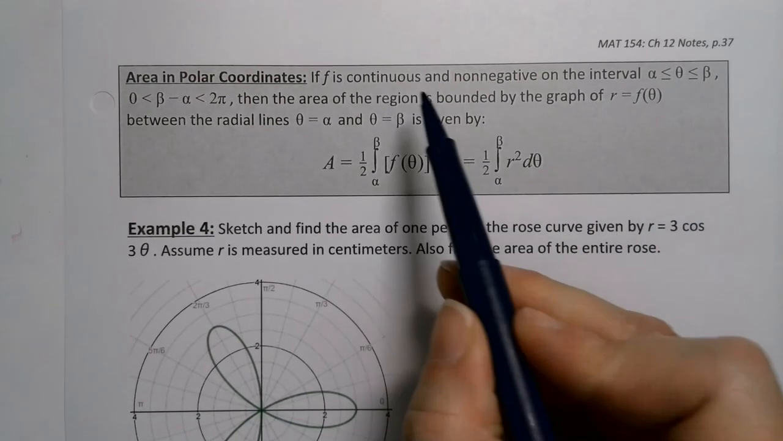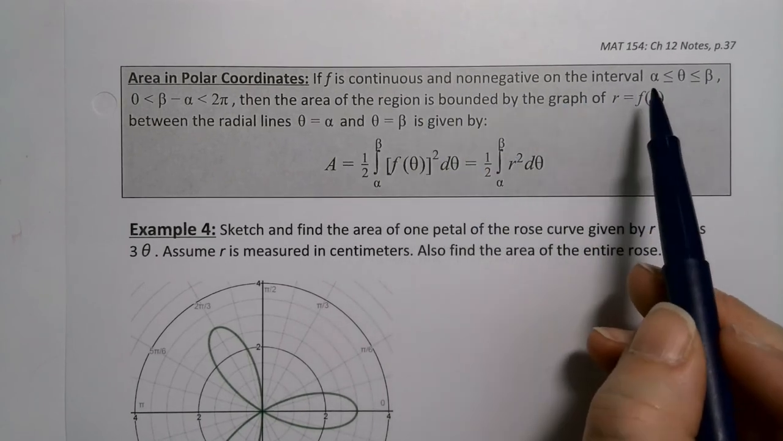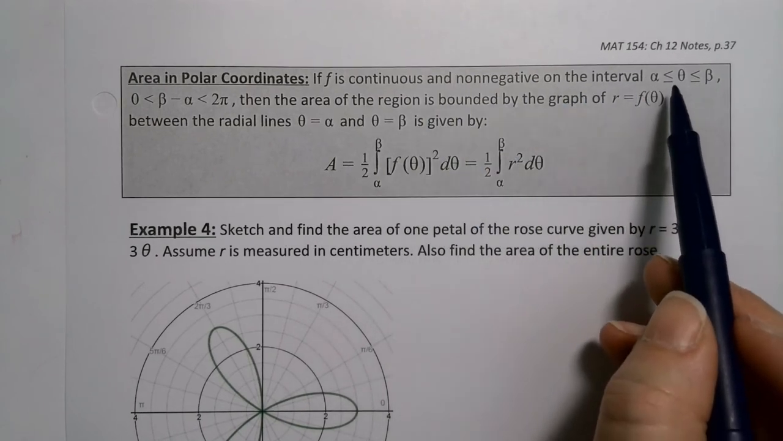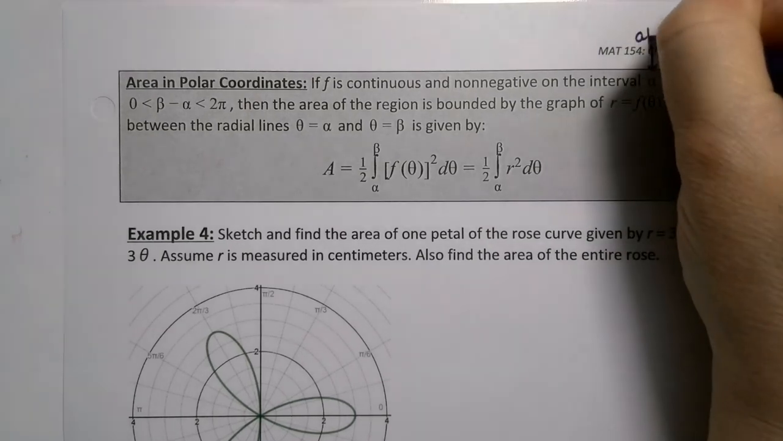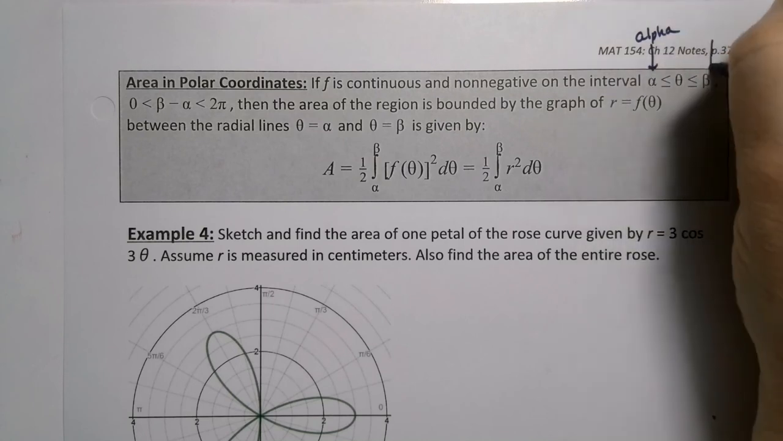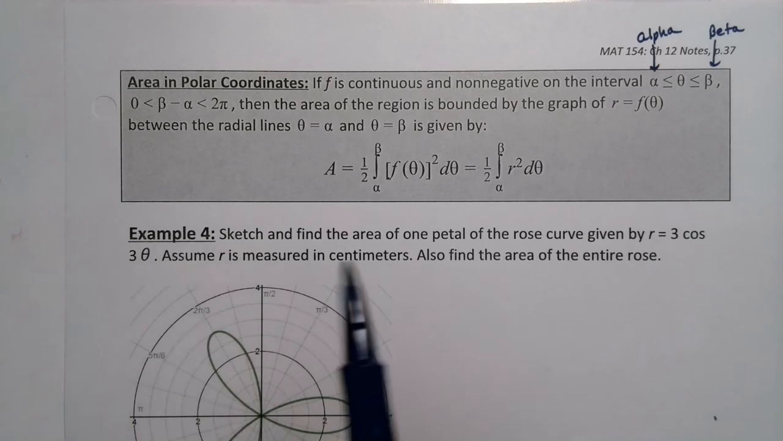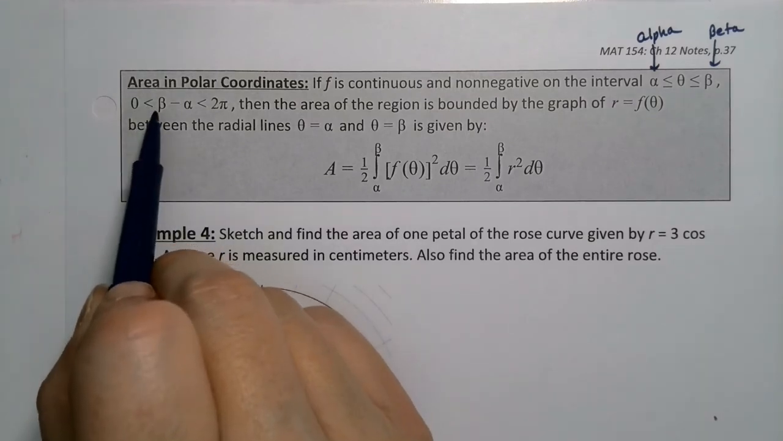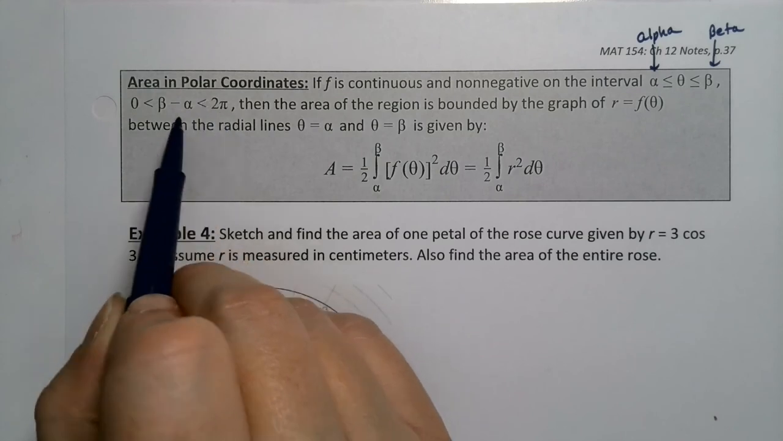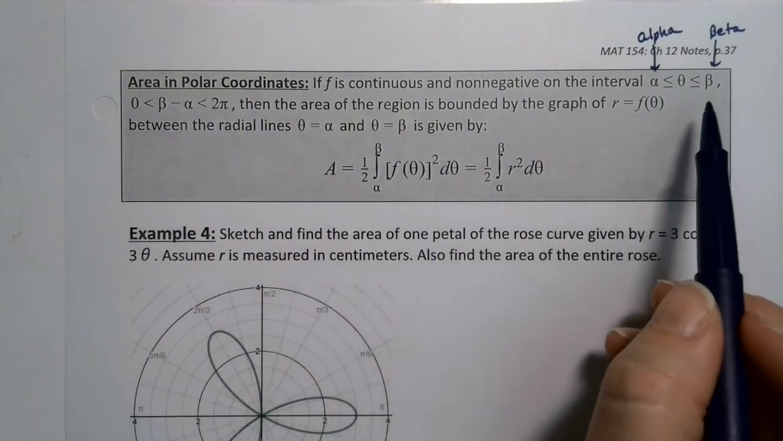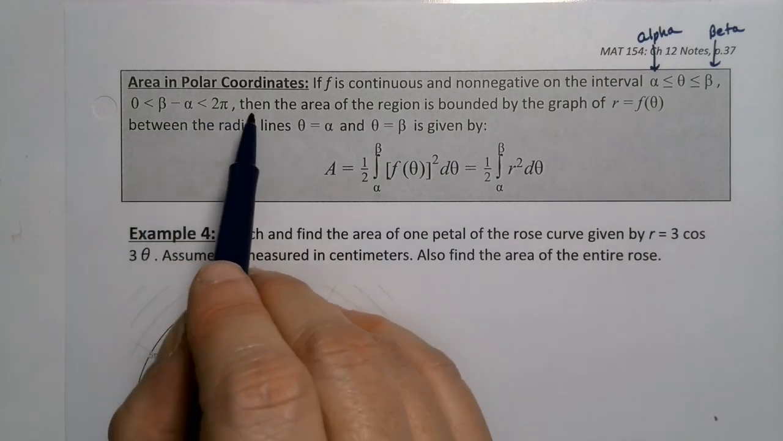So if you have a continuous and non-negative function f on the interval alpha is less than or equal to theta, which is less than or equal to beta. So that's alpha, it's a Greek letter. That's beta, another Greek letter. And 0 is less than beta minus alpha, which is less than 2 pi. So you don't want to go around more than once, right? In other words, beta is the larger of the two angles, and they're between 0 and 2 pi between them.